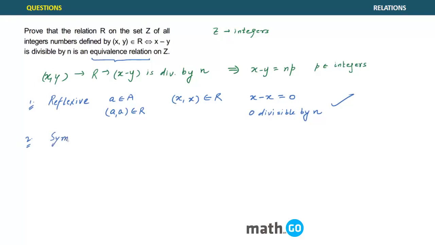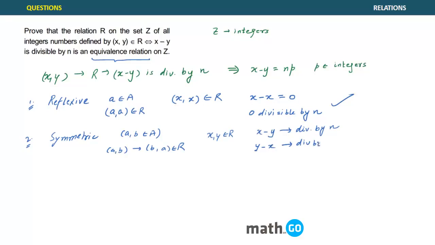Let's talk about the symmetric part now. For symmetric, if a and b both belong to the set, then if a comma b is in the relation, b comma a should also belong to R. Alright, let's try this out. Say x comma y belongs to R, which means x minus y is divisible by n. Now we want to prove that the opposite, y minus x, is divisible by n or not. Obviously, if x minus y is divisible by n, y minus x is also divisible by n, no problem. So it is also symmetric.